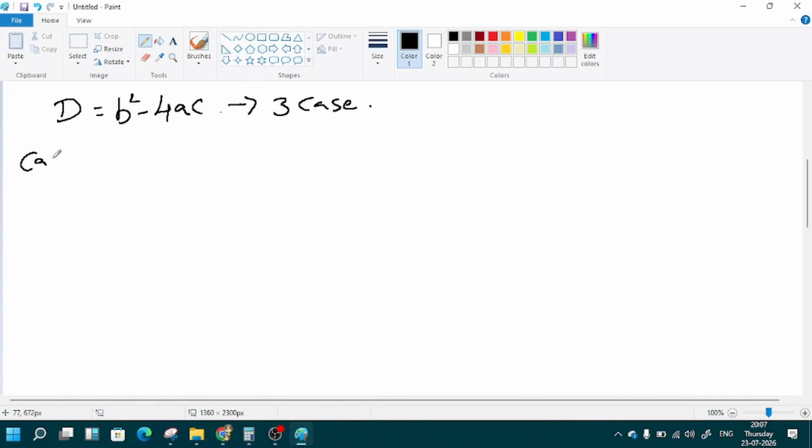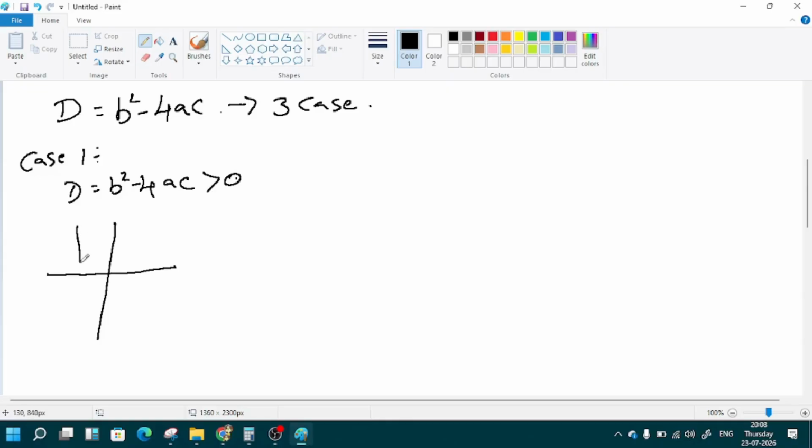Case 1. Discriminant, that is b square minus 4ac, is greater than 0. So when the discriminant is greater than 0, the roots are real and distinct. What are real roots? Real roots mean, in the graph, usually our quadratic equation graphs are in the form of a parabola.